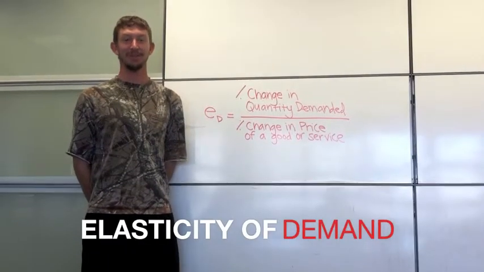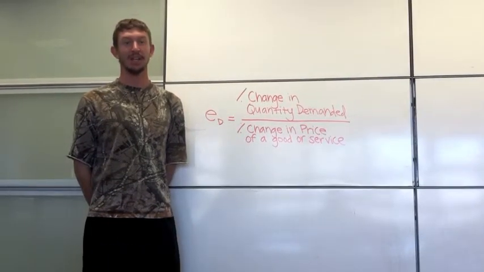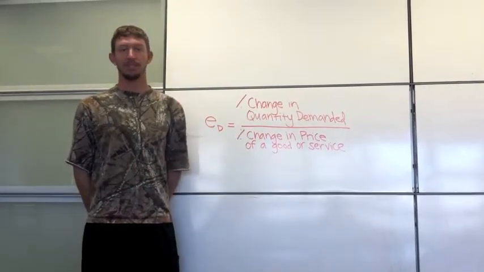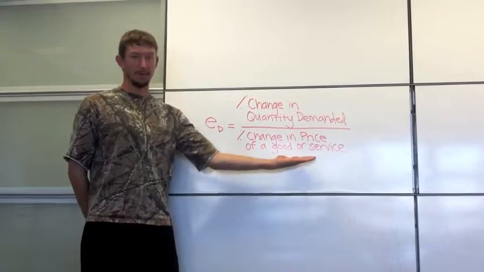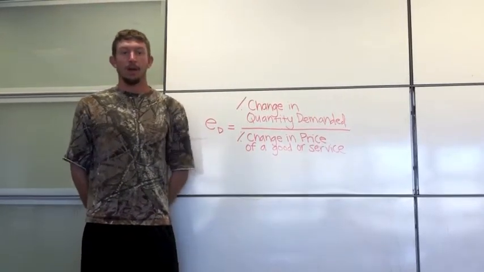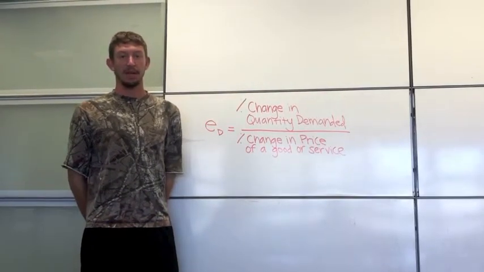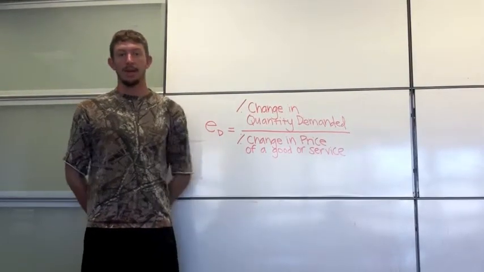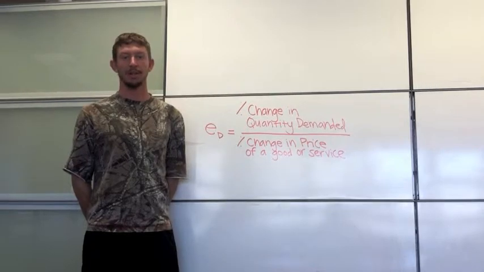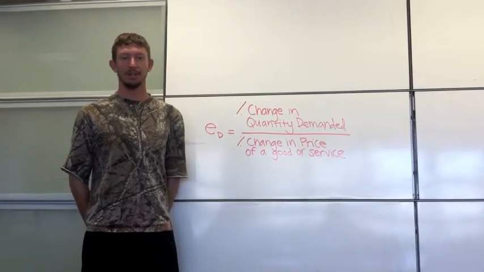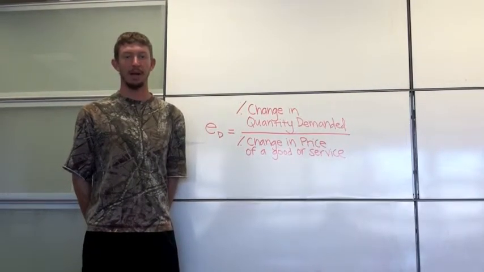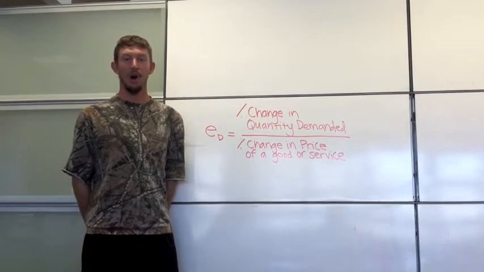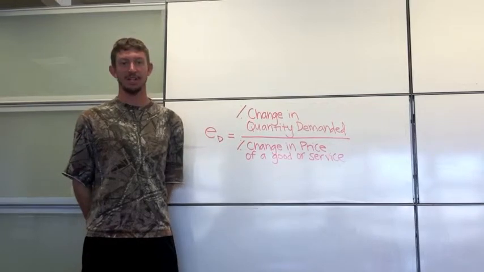Elasticity is the ratio of the percentage change in a dependent variable to a percentage change in the independent variable. The price elasticity of demand for a good or service, ED, is the percent change in quantity demanded of a particular good or service divided by the percentage change in the price of that good or service, all other things unchanged.